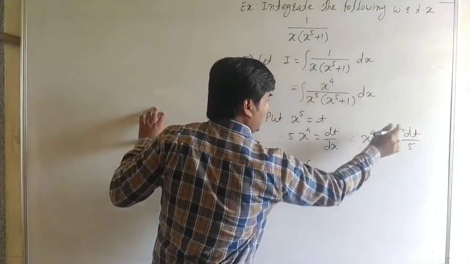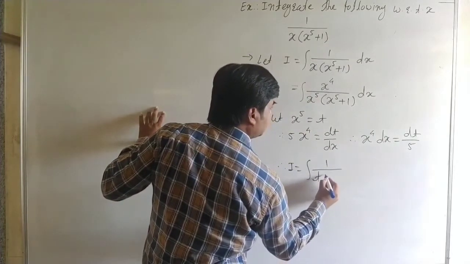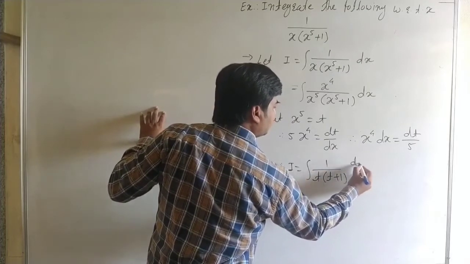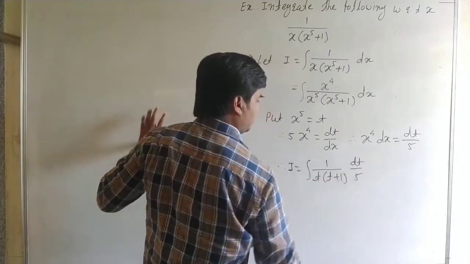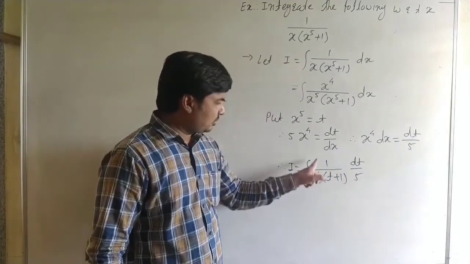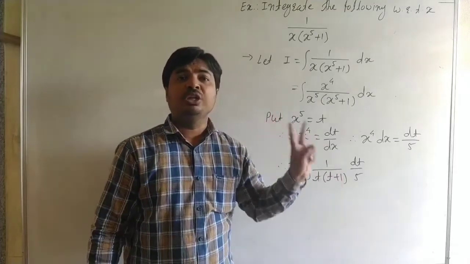Therefore our integral becomes: x to the power 4 dx is dt by 5, it is 1 upon t into (t plus 1), and here dt by 5. So this 5 can be written outside the integral or in the numerator. Now the denominator contains 2 linear factors.